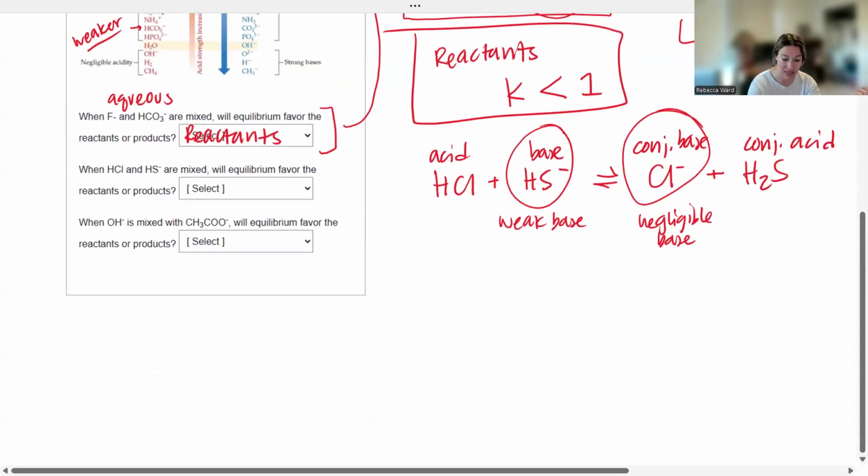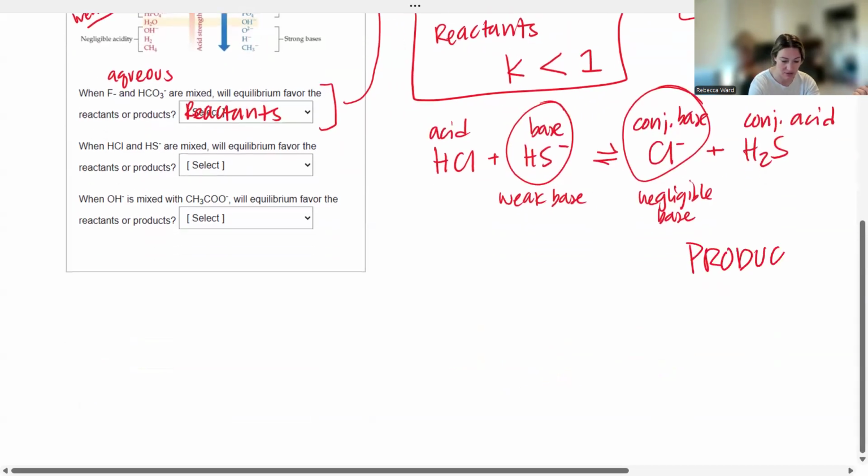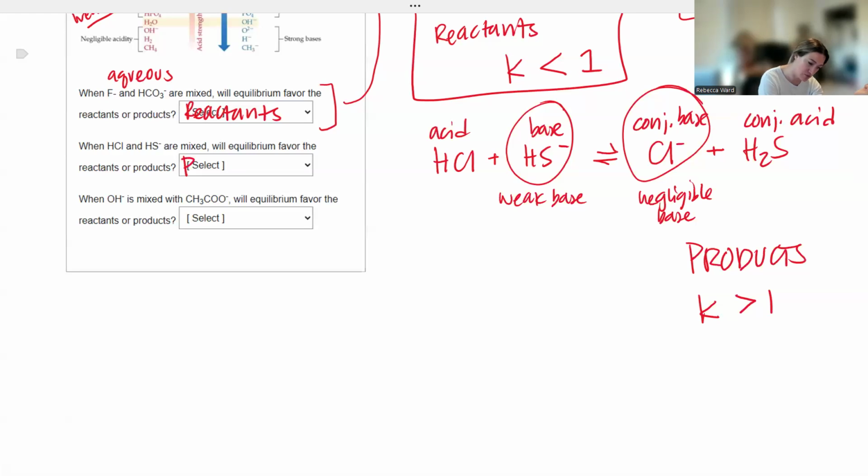So I am going to, in this case, favor products. And K would be greater than 1. Okay, so this one is products.